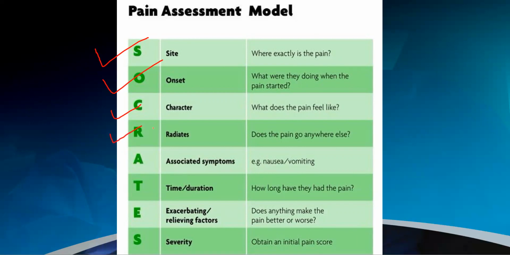Radiation. So does the pain go anywhere else? Associated symptoms, we already asked it. Time or duration. So how long have you been having the pain? Anything makes it better, anything makes it worse. So exacerbating or relieving factors. And severity. Severity, we already obtained on a scale of 1 to 10.